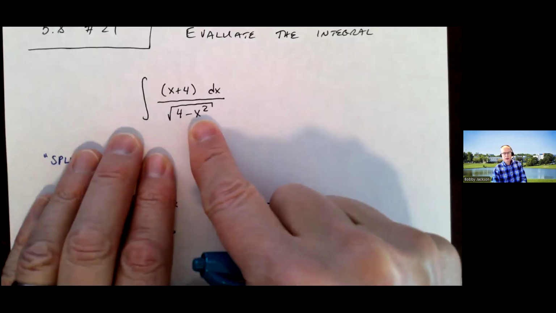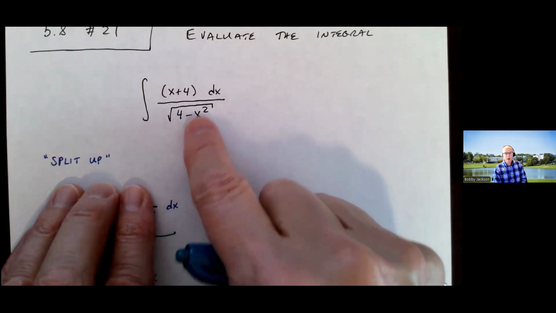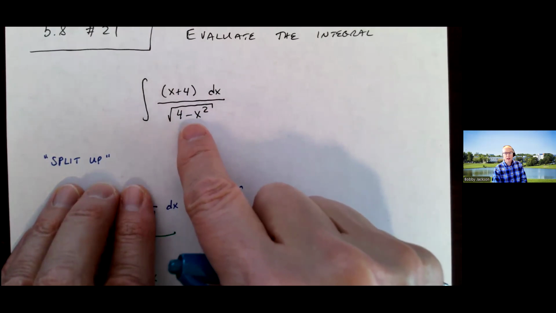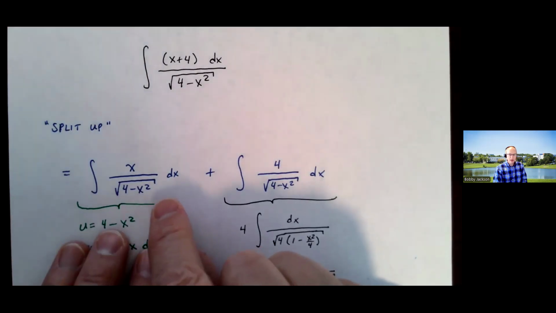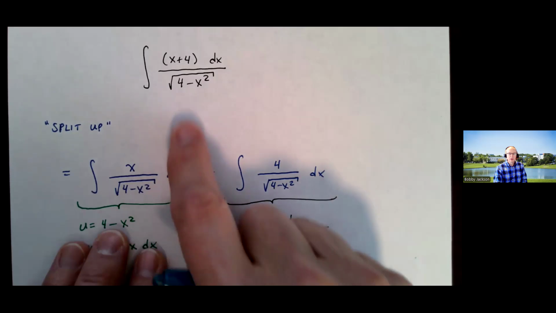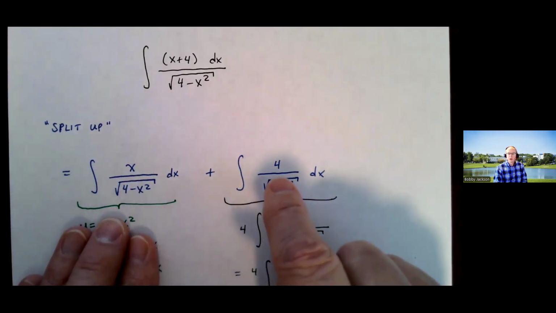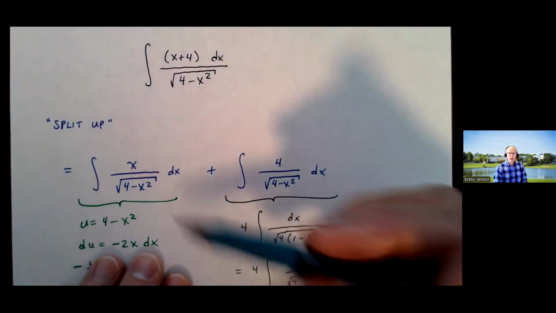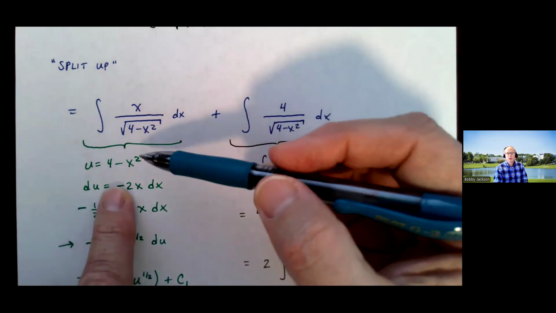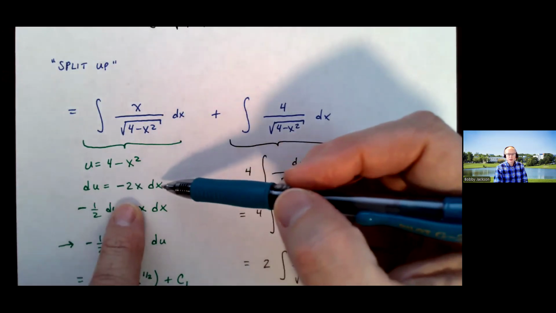However, we did this in class before, right? We can split this up. We can break this integrand, the function we're integrating, into the sum of two separate functions and then integrate each one separately, right? So this fraction can be broken up into x over the square root of 4 minus x squared plus 4 over the square root of 4 minus x squared. This one on the left, simple substitution, u is 4 minus x squared, derivative negative 2x.